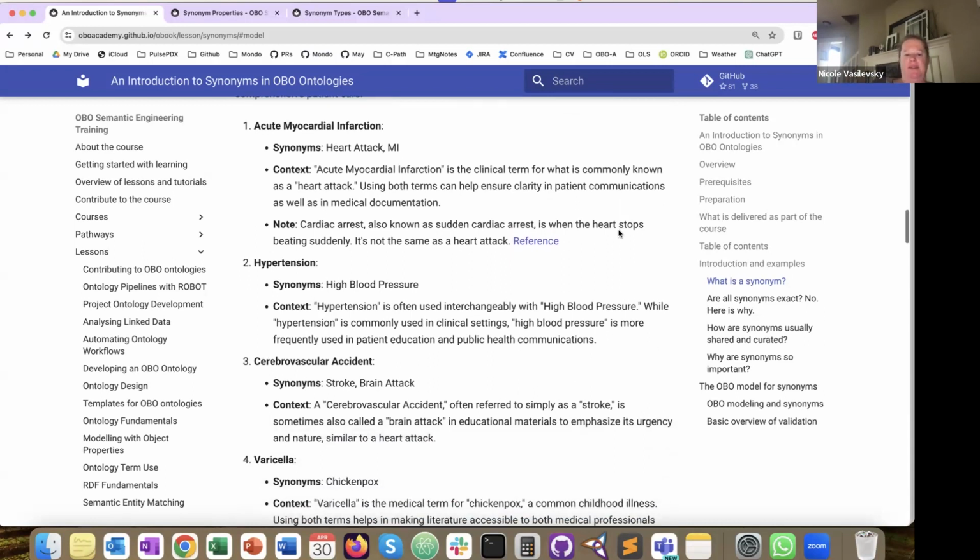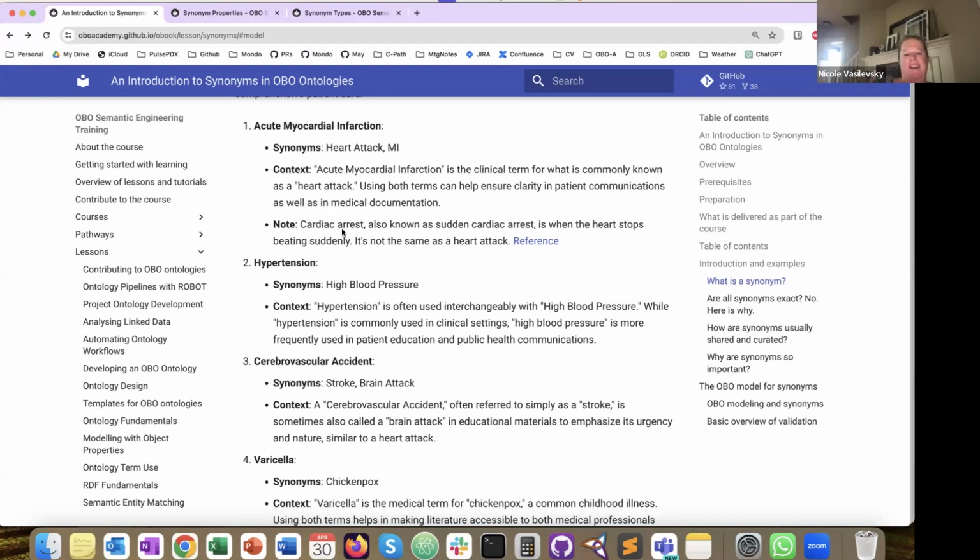So here are a few examples of some medical terms and synonyms that correspond to these terms, such as acute myocardial infarction. This is also referred to as heart attack or MI. So here's an example of an acronym. This term is the clinical term for what's commonly known as the layperson term heart attack. And using both terms can help ensure clarity in patient communications and in medical documentation.